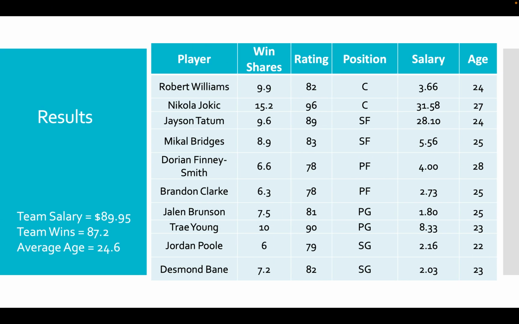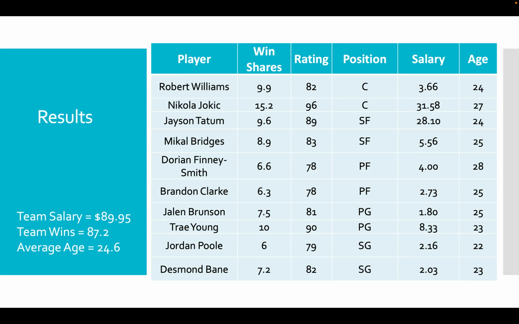So here are my results. This list of players here in my program resulted in a team salary of $89.95 million, which is well under the salary cap, and the team wins is 87.2 with an average age of 24.6. So the team wins doesn't make a ton of sense because there's only 82 games in a season, but you have to keep in mind that when the players would play together, their win shares would go down because they wouldn't have to do as much.